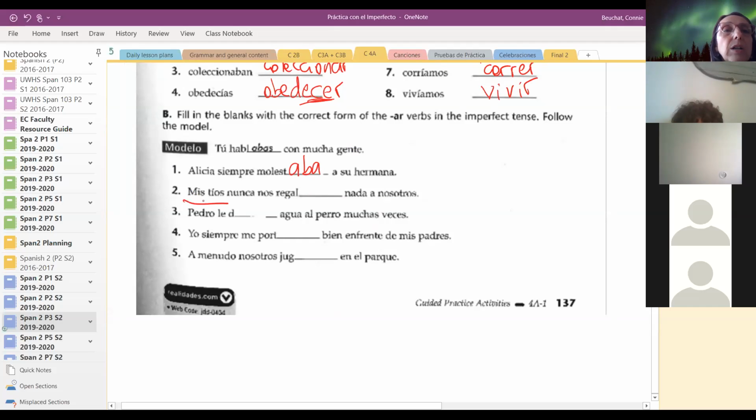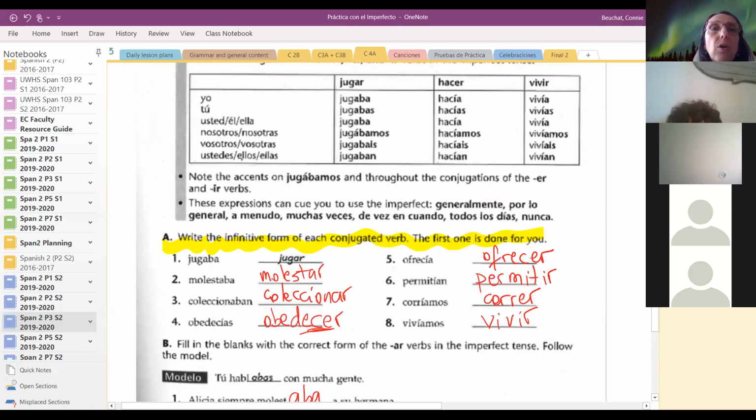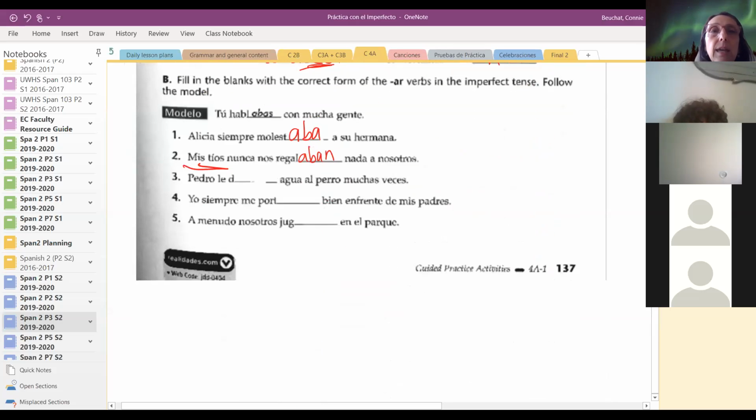Yes. Now it's mis tíos, so it's ellos, more than one. Regalaban, yeah? All right. See how ellos here is A-N, see? Aban, okay. Número 3, Cici.